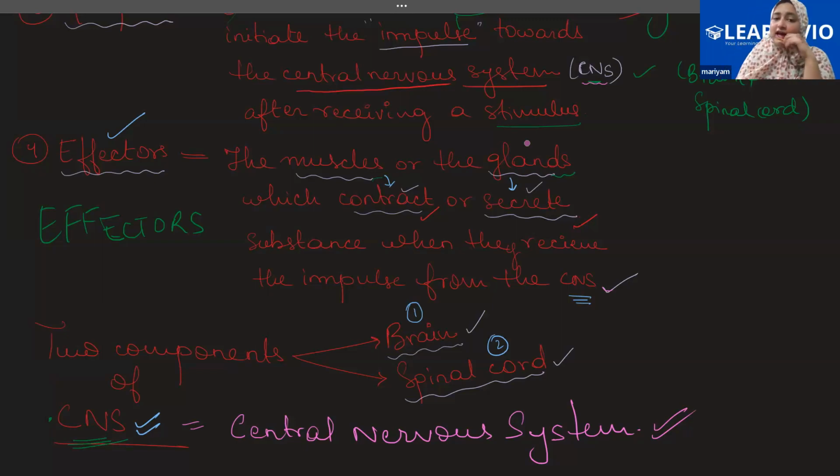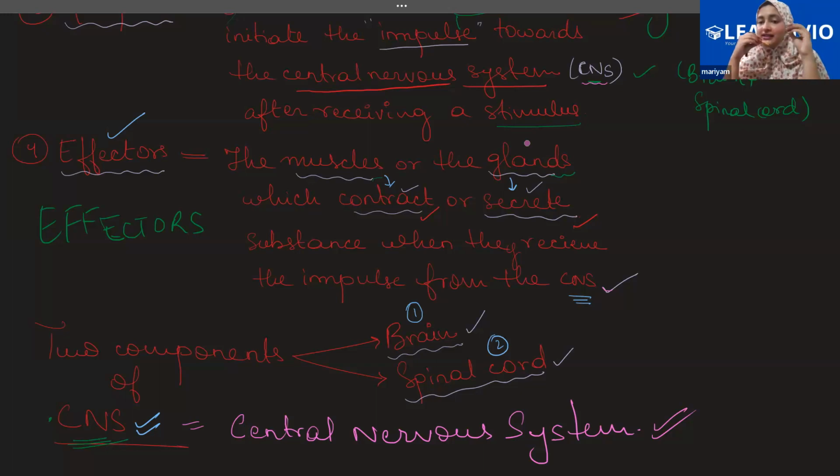So the effector can be the muscles or it can be the gland. Meaning, if it is a muscle, then it will contract to produce a movement. And if it is a gland, then it will secrete the substances that it is supposed to secrete, when they receive the impulse from the CNS.